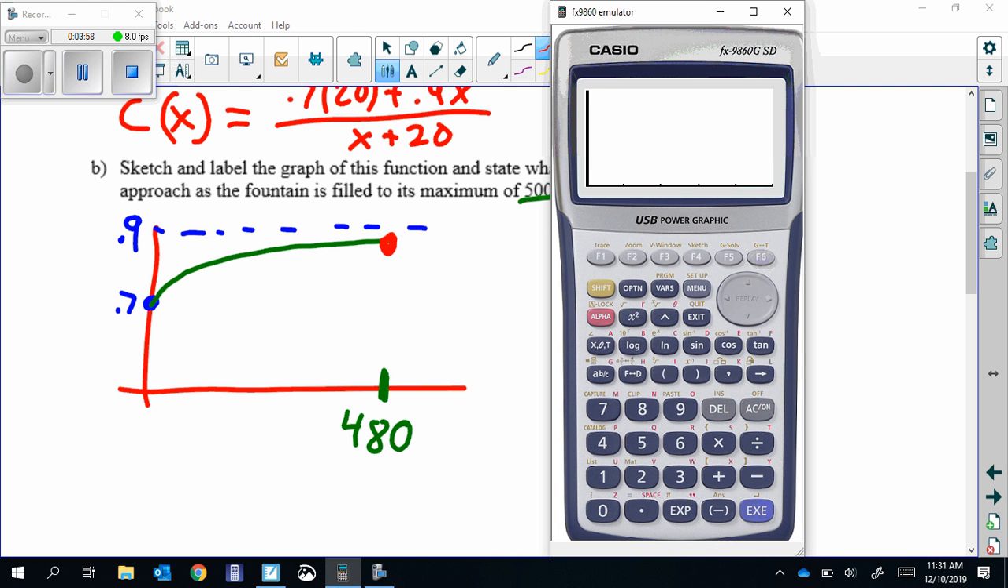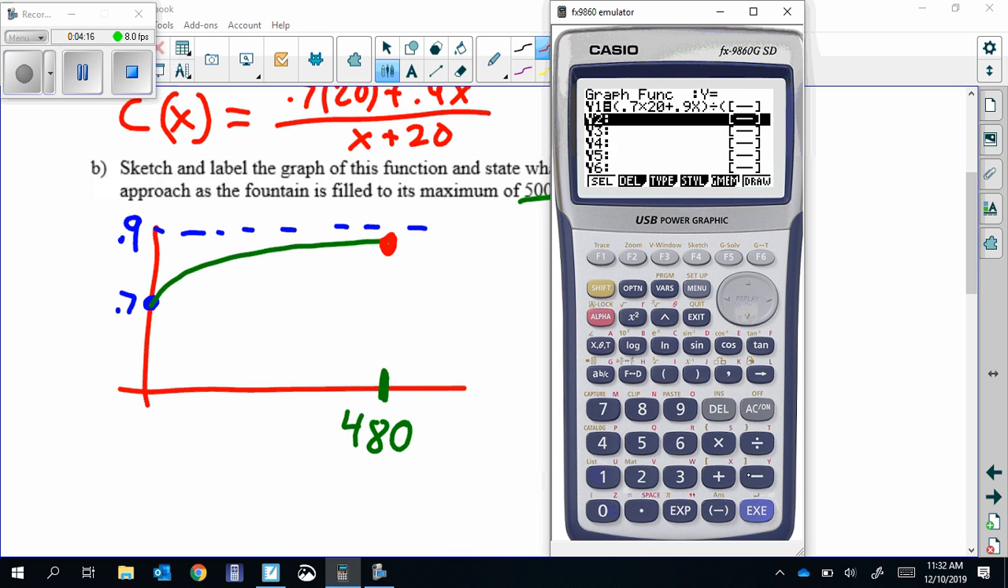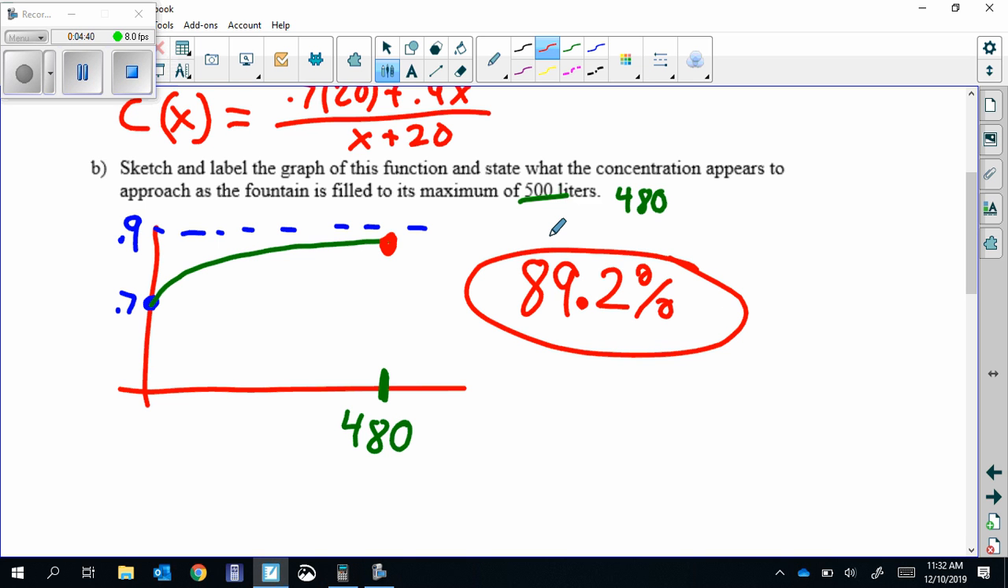We don't see anything when I hit graph because we didn't set the window to what we set our sketch to. Our x goes from 0 to at least 480. Let's go 0 to 500. Our y goes from 0 to 0.9 or 1. Now we can see the graph, which means now we can G-solve to YCalc and type in an x value of 480. So our percentage goes to 0.892, which is 89.2%. Be as precise as possible with that percentage.